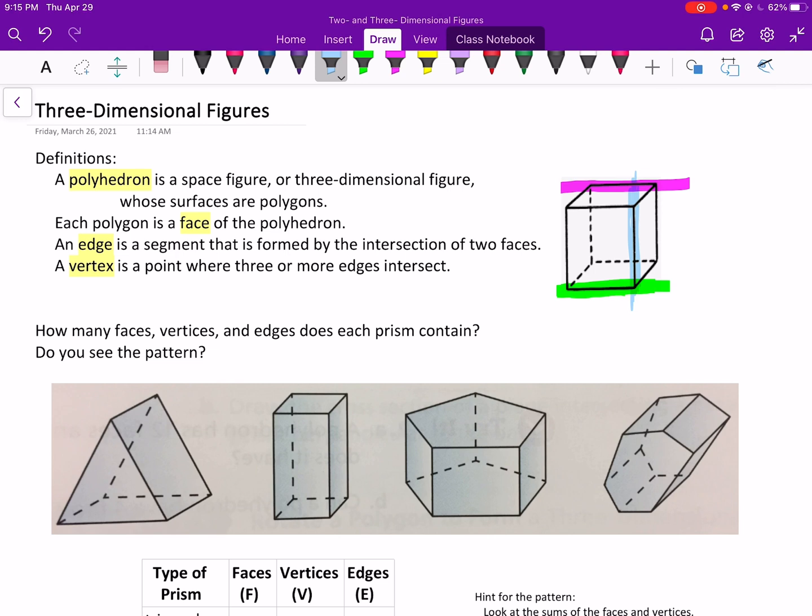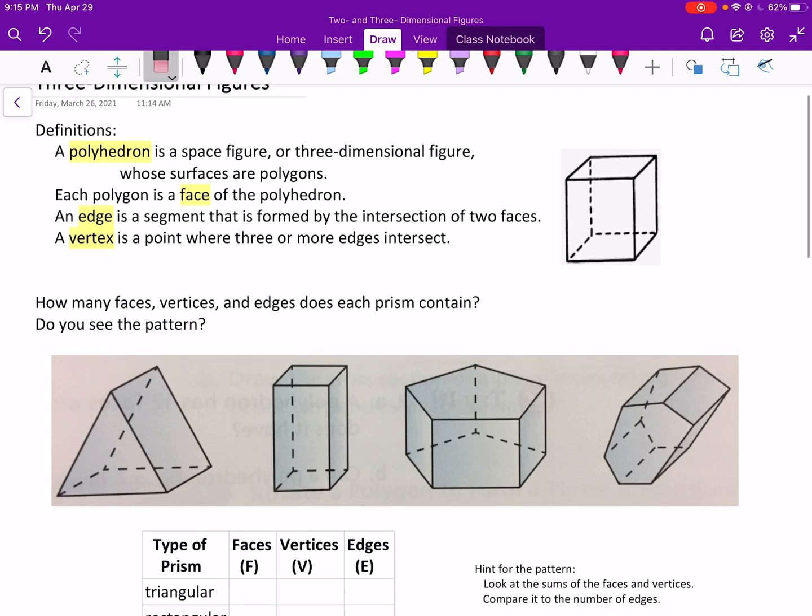And then finally, the word vertex, we've had that word over and over. Those are the little points where three or more edges intersect. So here's a vertex, here's a vertex, here's a vertex. Several vertices is plural. Each one is a vertex. Some of those words we've used before, and we really didn't make it a definition.